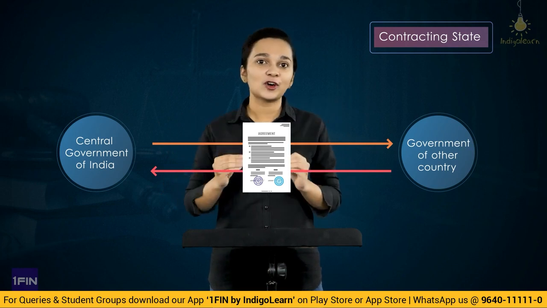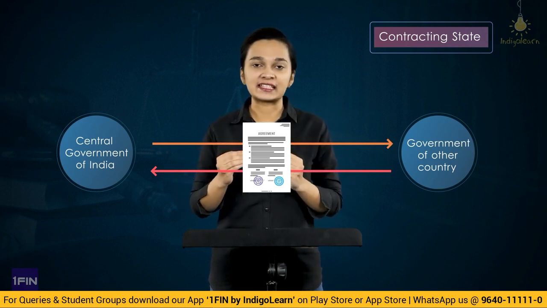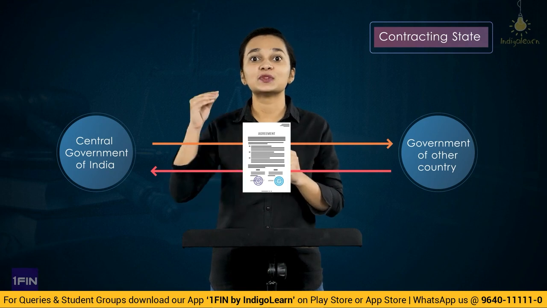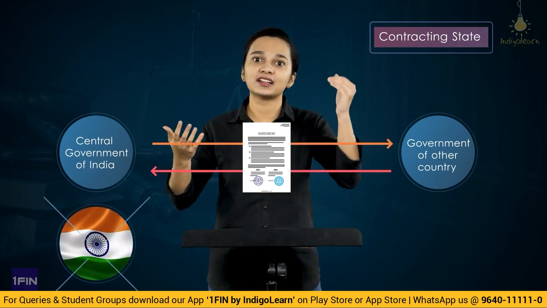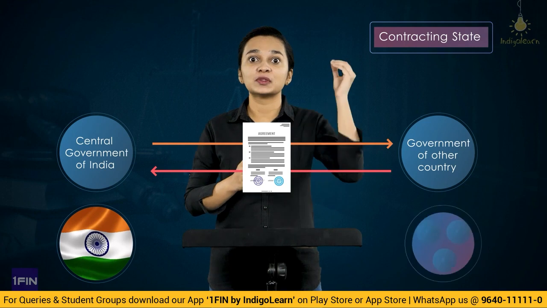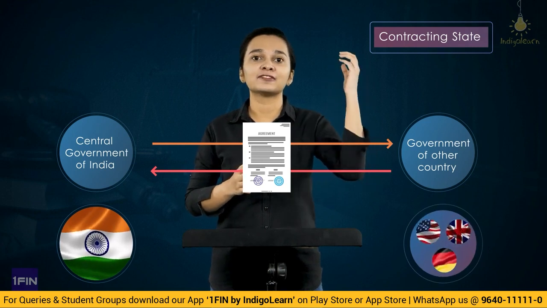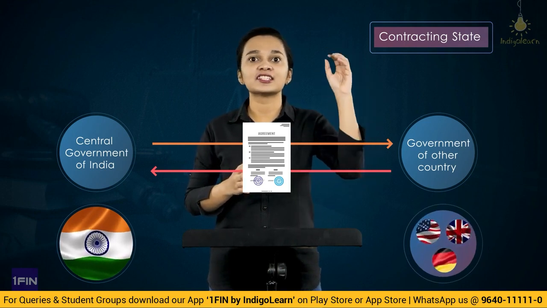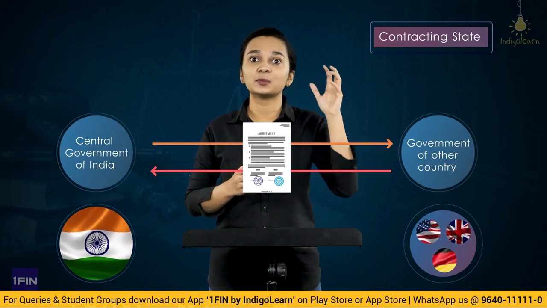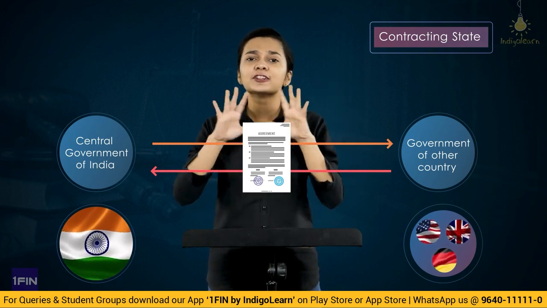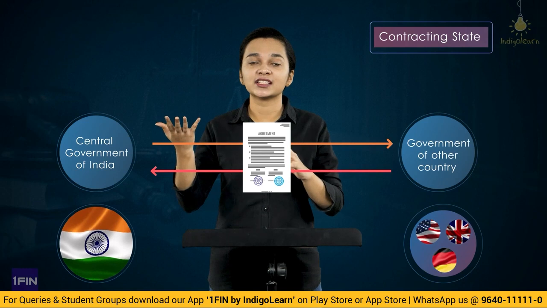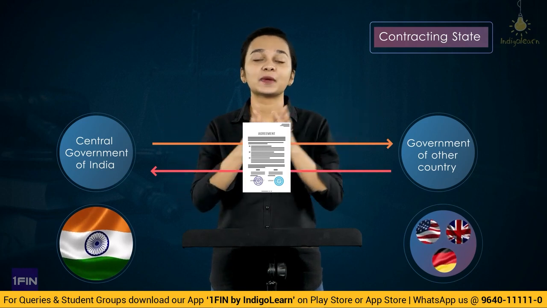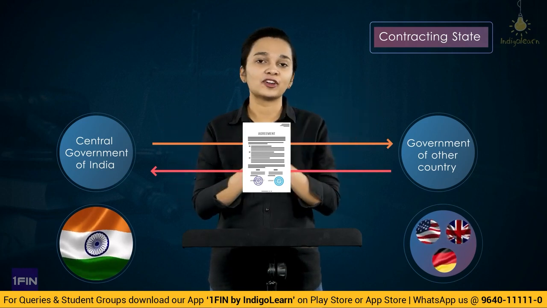So when we are talking of money laundering offences, there are several treaties which India has made with different countries. India has made treaties with UK, USA, European countries. There's a treaty with Portugal as well. So different treaties have been made by India with different countries with respect to offences under money laundering as well.